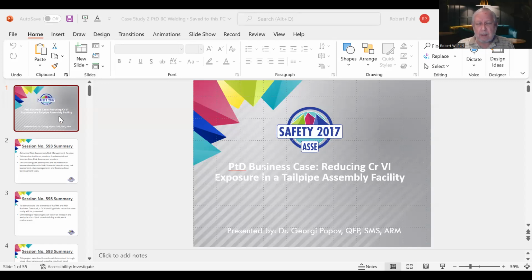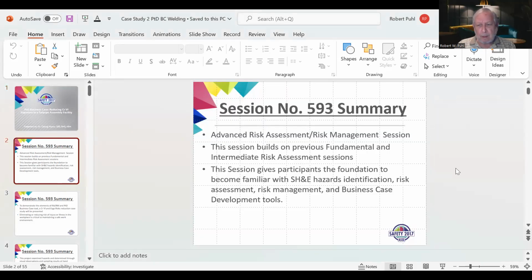But you can see in this PowerPoint we're going to look at that the authors were doing some kind of presentation on it, because they're also talking about PTD, prevention through design business case. So we're going to go through it anyhow. Let's look at it. All right, let me get this up to full screen.